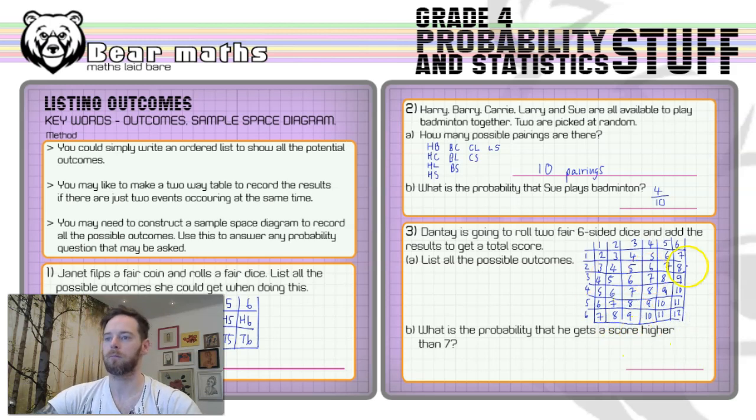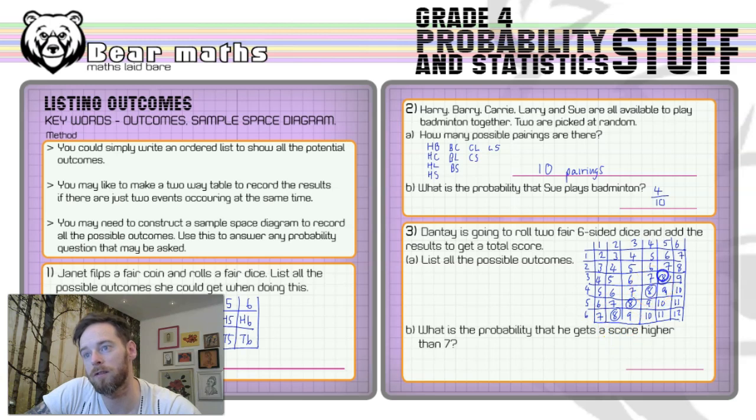Right, there we go. There are all our possible outcomes. 6 times 6, 36, 36 different outcomes. Might ask us for that. Now, what's the probability that he gets a score that is higher than 7? How many of these numbers are higher than 7? You might want to just highlight them.